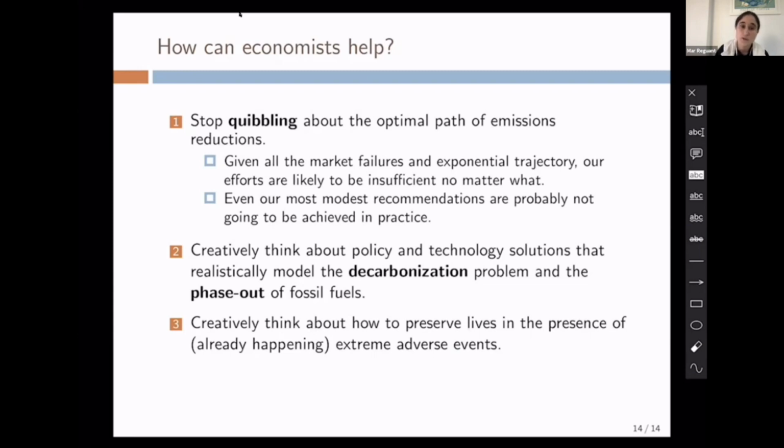So I think we need to spend a lot of time trying to think, okay, how do we get closer to even the most optimistic optimal path that we can derive by thinking creatively on how to decarbonize our economies and how to phase out fossil fuels. Again, natural gas or oil is really not a solution here.